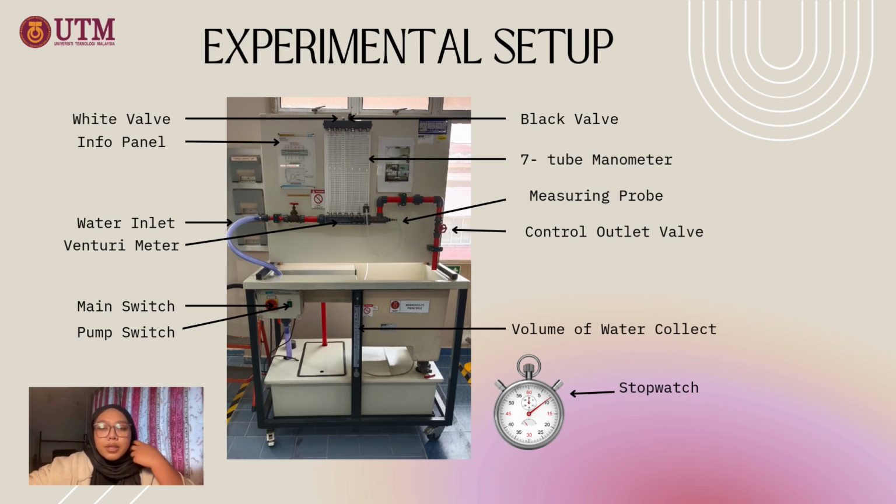So these are the experimental setup and the apparatus that we use in the experiment. We have the white valve, the info panel, the water inlet, ventometer, main switch, pump switch, black valve, 7-tube manometer, measuring probe, control outlet valve, volume of water collected, and the stopwatch.